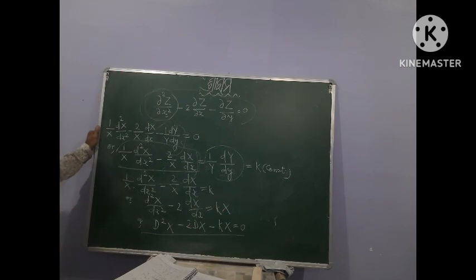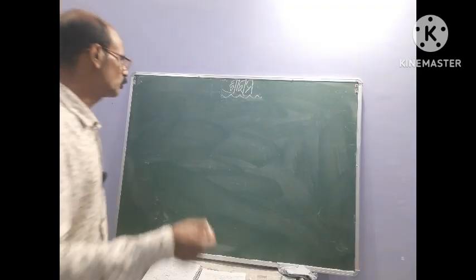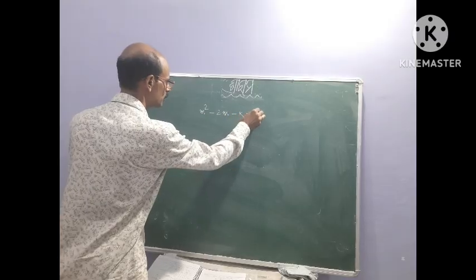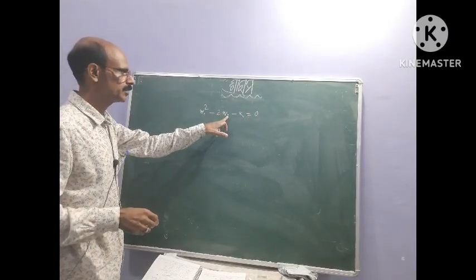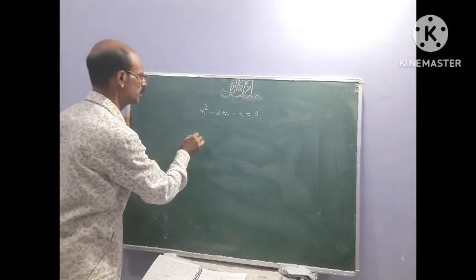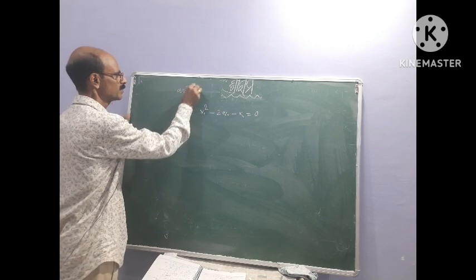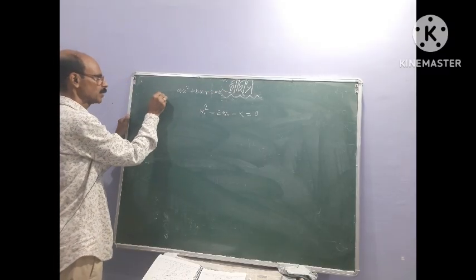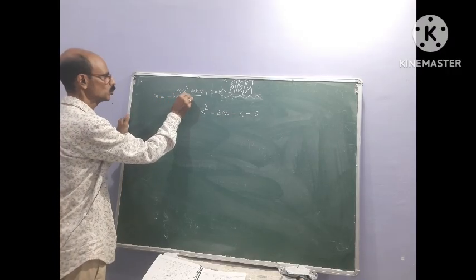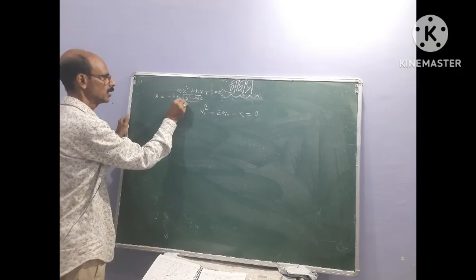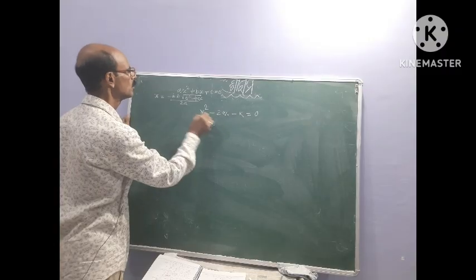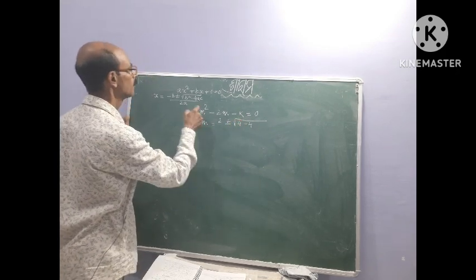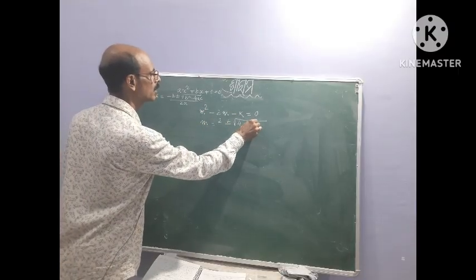Now the auxiliary equation can be solved as: we have auxiliary equation m square minus 2m minus k is equal to 0. In place of D square, m square; in place of 2D, 2m; in place of k, k; the X we leave out. So this is in the form of ax square plus bx plus c is equal to 0. Its formula is x is equal to minus b plus or minus root over b square minus 4ac, by 2a. So according to this we will get m is equal to minus b, that is plus 2, plus or minus root over b square, that is 4, minus 4ac.